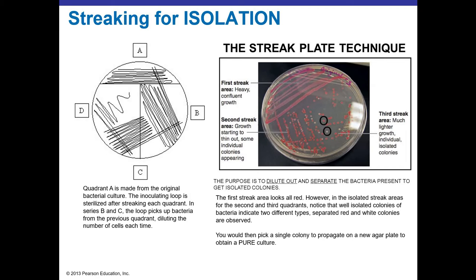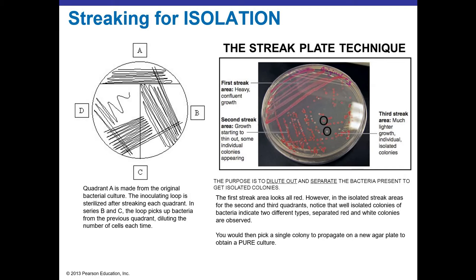So if you allow that to incubate at 37 degrees Celsius, you see on the right-hand side a picture of a streak plate that has grown up so that we can now observe the colonies. If you look at the first streak area, you have heavy confluent growth. And if you look at this culture, it looks like everything is red there. However, as you start to see the bacteria in the second streak area and the third streak area, you start to see that you get fewer and fewer bacteria, and you're starting to see individual colonies. By the time you get out to that third streak area, you actually have individual isolated colonies.